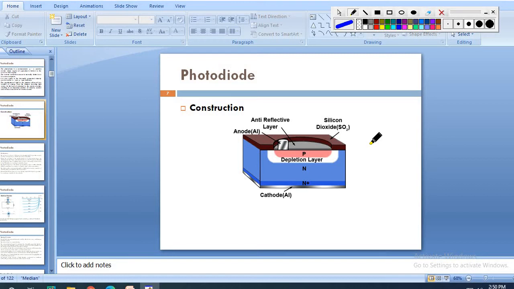Okay, so let us come to the construction part of the photodiode. How does it look? I already told how the PN junction diode works. This is the PN junction diode. Earlier I discussed the P type, the depletion layer and the N type. And why I'm coming to a photodiode, you all know that.